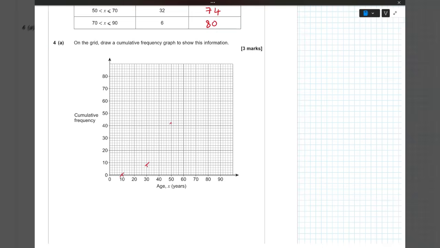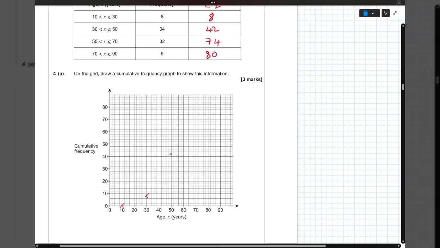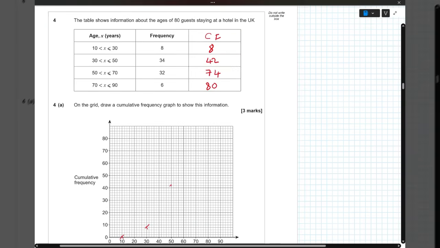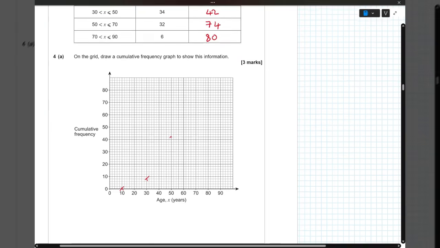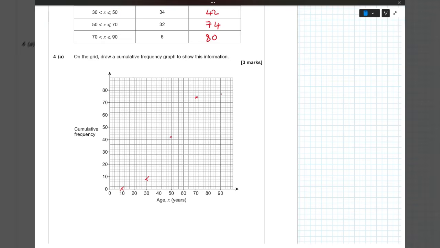Very important to watch the scaling as well, because each of these little squares is worth 2, but fortunately everything's even in this table. 70, go to 74. And then 90 goes up to 80.